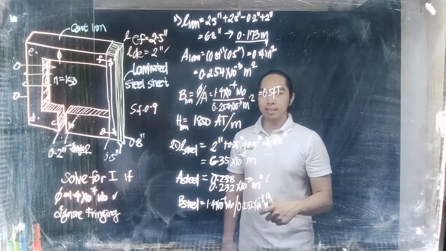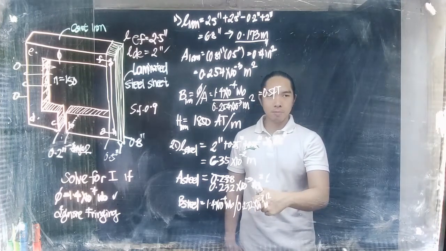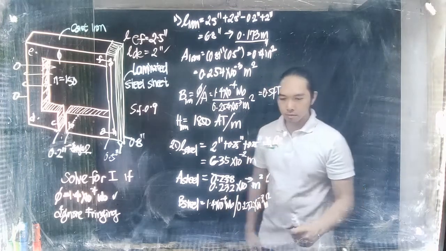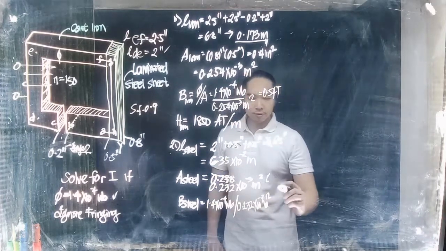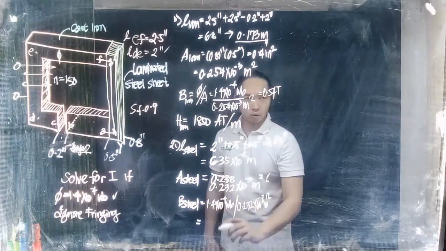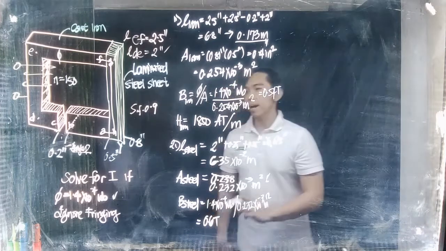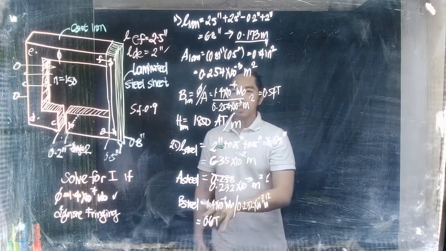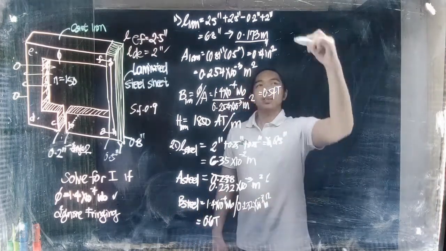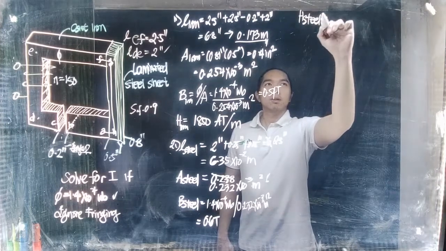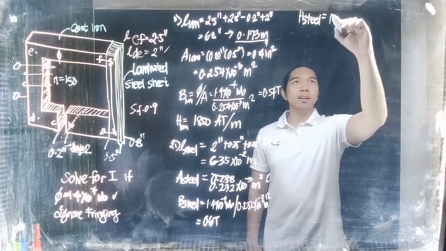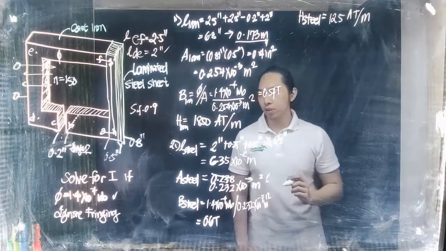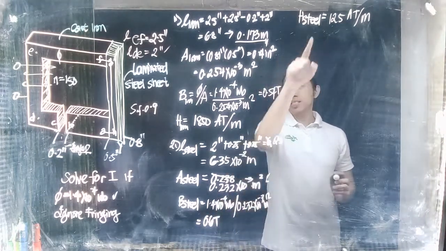So for this one, okay, we can obtain our B. So B here would then be equal to 0.6 Tesla. Okay? So now we have here 0.6 Tesla. Okay? So by using the table of the B-H curve, the H for steel would then be equal to 125 ampere turns per meter. Okay. So nakuha na natin yung H ni steel, may L na rin si steel.